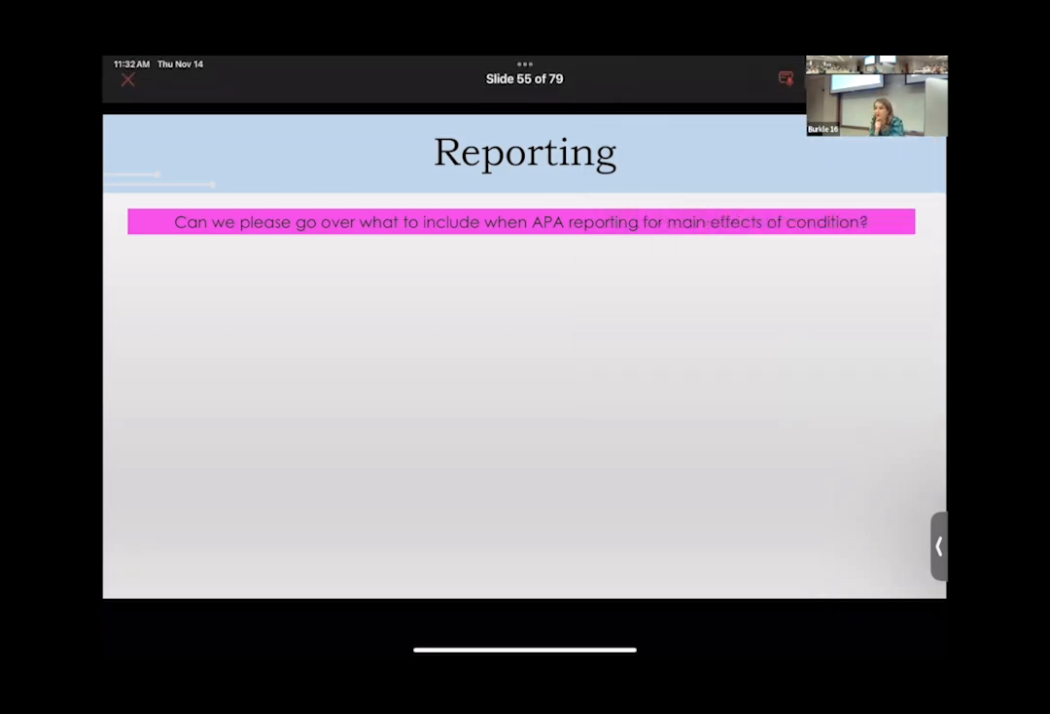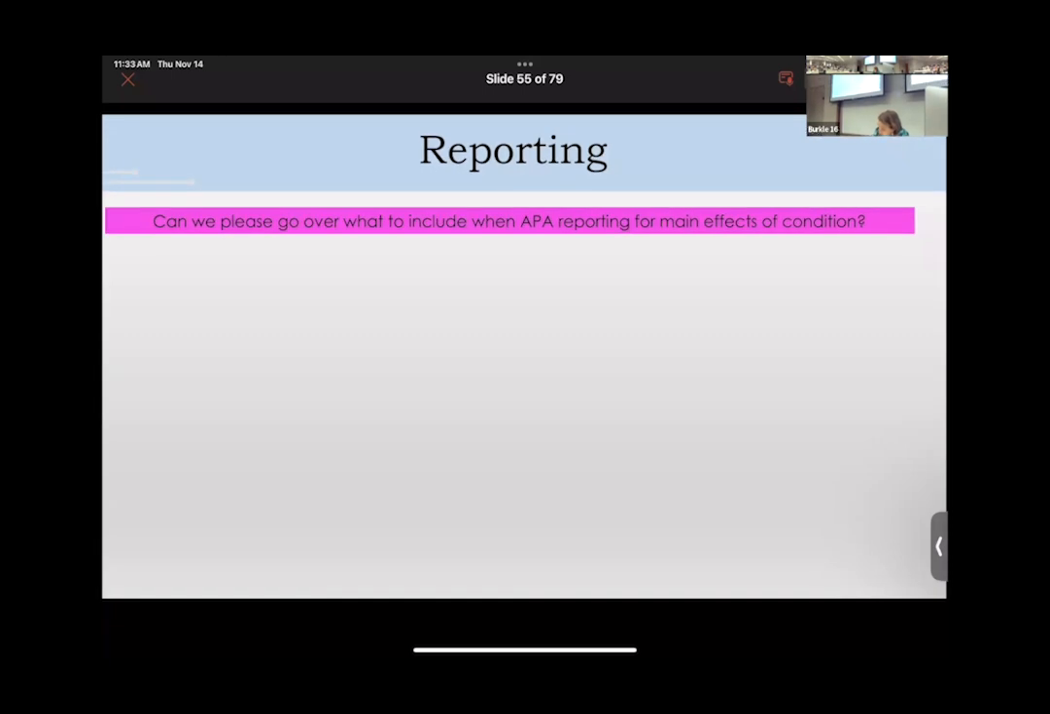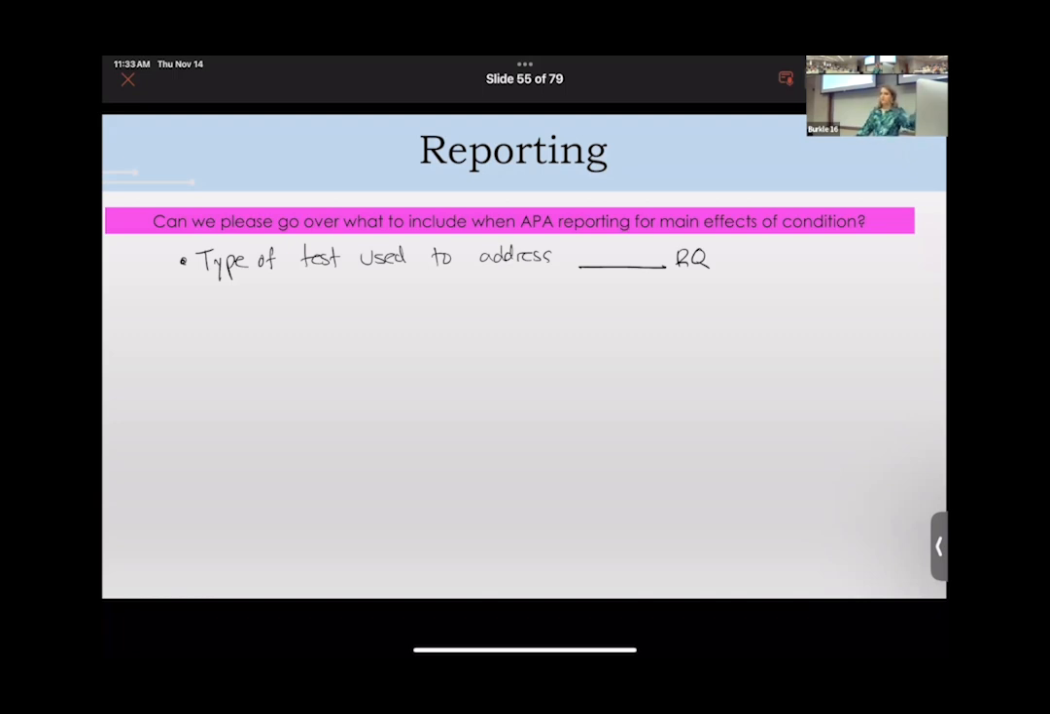Means are not the first thing I'm going to share. No, what? Not even. So type of test. There you go. Say it again, Heather. Type of test used to address some research question. I ran a between groups one-way ANOVA to determine whether there's a difference in blank based on blank.